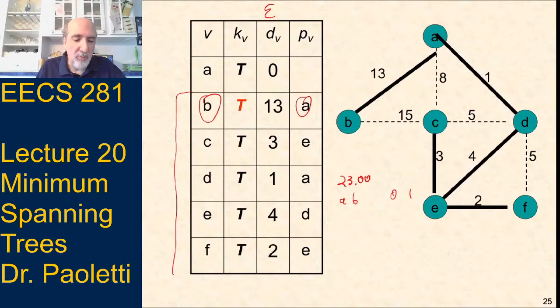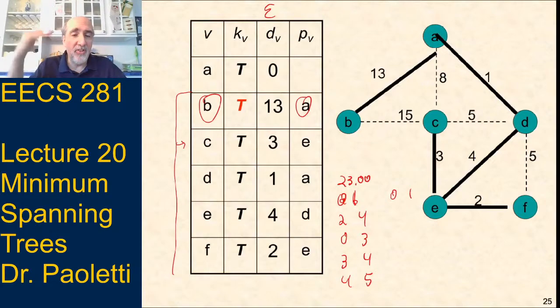So we'd go 23.00, 0 1, 2 4. DA would be 0 3, because I list the smallest one first. DE would be 3 4. And EF would be 4 5. So that's what your program would produce. It'd say, this is the total cost, and here's my list of the edges that I have picked. I've picked the edge from 0 to 1, 2 to 4, 0 to 3, 3 to 4, 4 to 5.